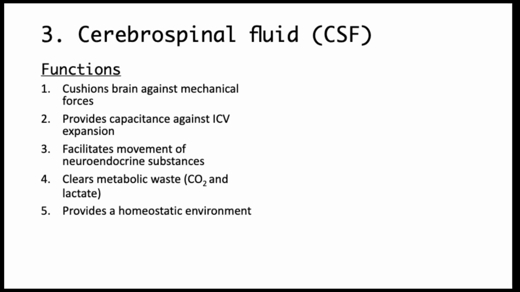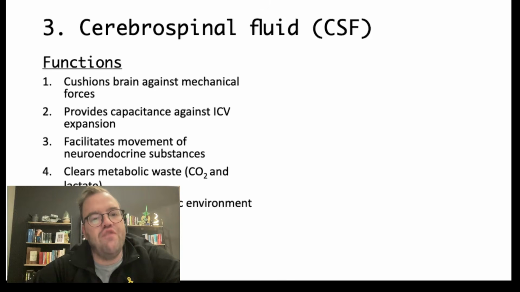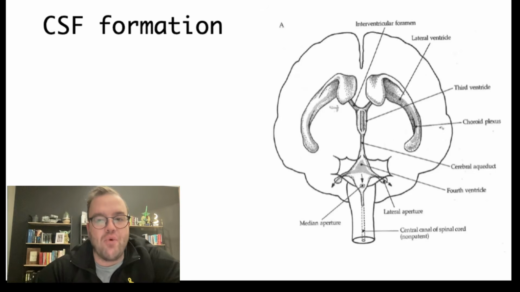It provides capacitance against intracranial volume expansion. So meaning that if you get an expansion of blood or brain tissue or tumor, you can cushion that by decreasing the CSF volume and therefore maintaining a normal intracranial pressure. CSF facilitates the movement of neuroendocrine substances, so hormones, neurotransmitters. It clears metabolic waste, namely carbon dioxide and lactate, and its predominant role is to provide a homeostatic environment for the brain. So CSF is critically important, okay, in the health of the brain.